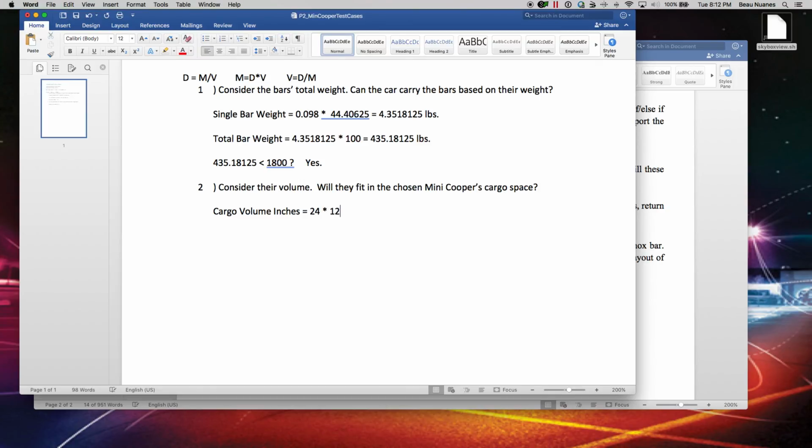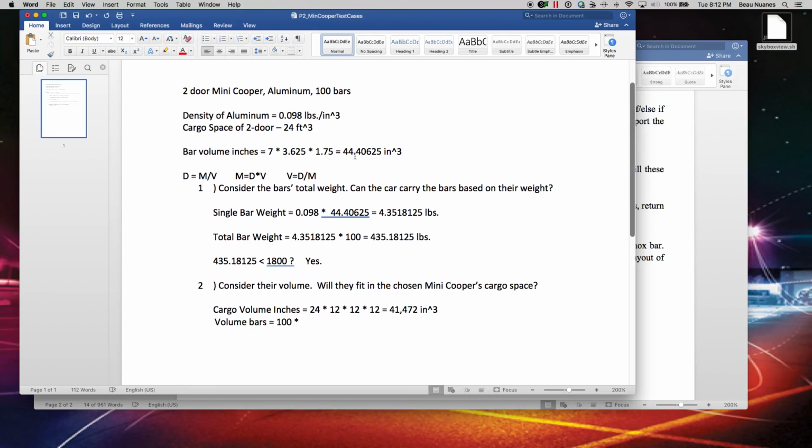We want to convert that to inches. We multiply by 12 three times to give us cubic inches. So that's going to give us 41,472 inches cubed. So that's the volume in inches that the two-door Mini Cooper can carry. Now we want the volume of the bars. So that's going to be our 100 bars times the volume given the Fort Knox measurements, which is up here, right? 44.40625 inches cubed.